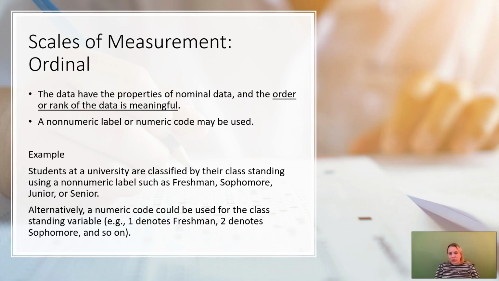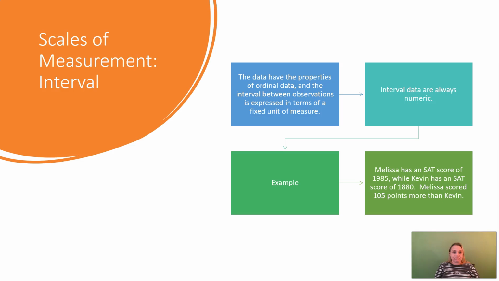If we're thinking about an ordinal scale, the order or the rank of the data is important or meaningful. So a non-numeric label or a numeric code can still be used here. So typically you see 1, 2, 3, 4, 5, but you could see first place, second place, third place, or freshman, sophomore, junior, senior in the case of university students where we're looking at classification.